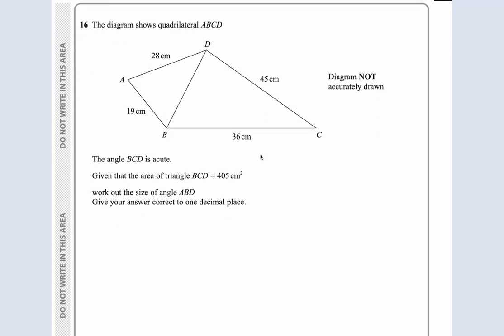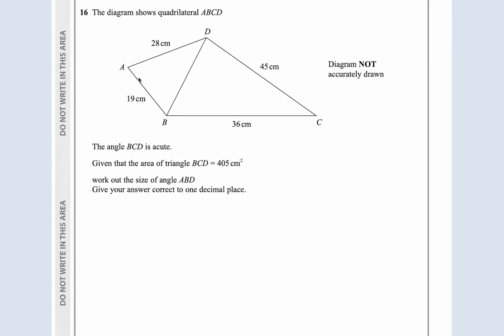Okay, question 16. Quadrilateral ABCD. The angle BCD is acute. Fine, that's an acute angle. Given the area of the triangle BCD is this, work out the size of angle ABD. So he wants this angle here. Now the fact that he's told me this angle is acute, guys, tells me that we're going to need to find this angle, and let's call it theta. And the fact that he's given me the area of this triangle, and I can find the area using two sides and an angle between them, helps me now.